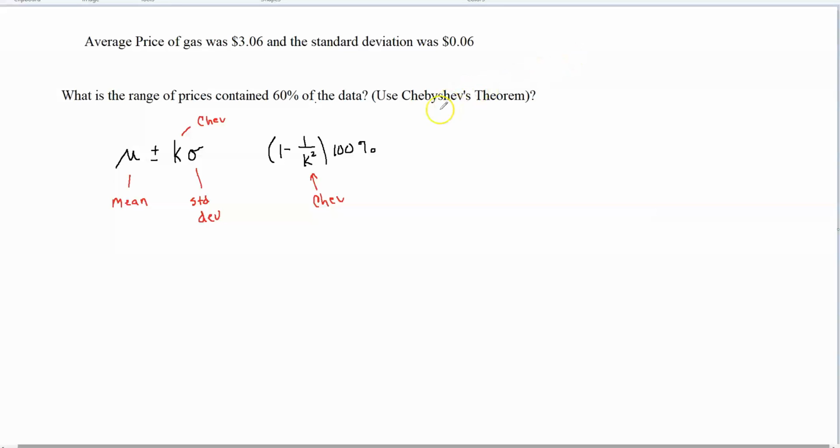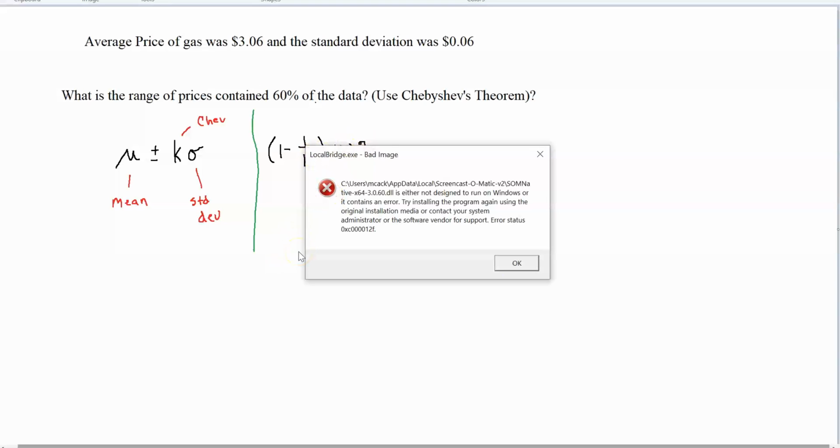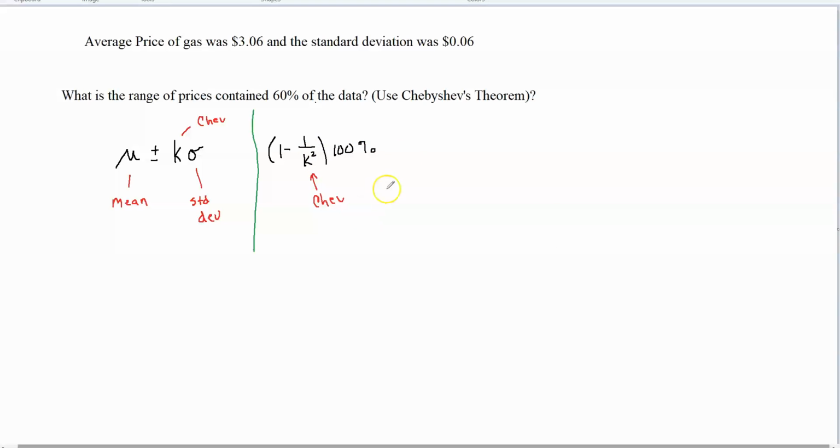Okay, well, what we have here is two parts to Chebyshev theorem. One is the mean plus or minus Chebyshev number times the standard deviation. That's one formula. So we're going to have to use both of these, so let's just divide this in half. The second formula is Chebyshev theorem, which is 1 minus 1 over k squared times 100%. Okay, so that popped up, I'm not sure why, but anyhow, we're going to use these.